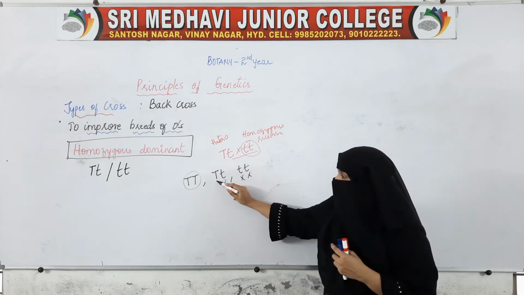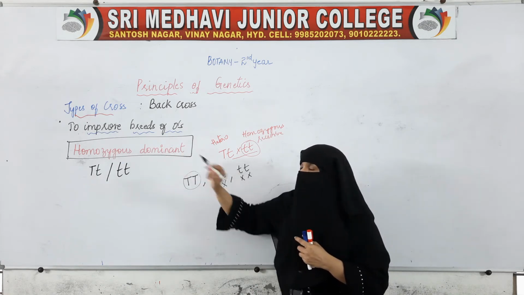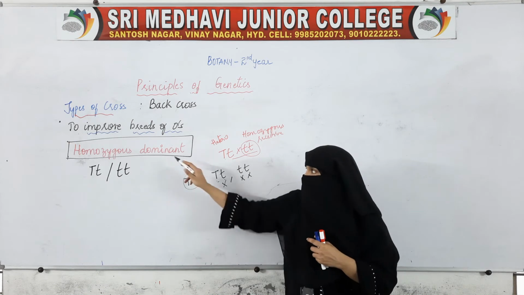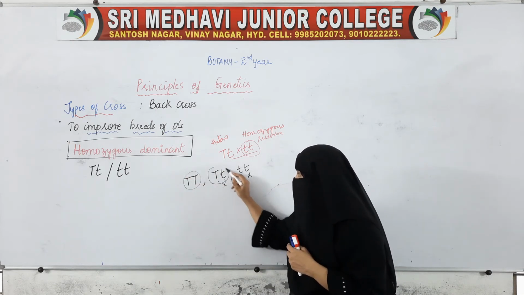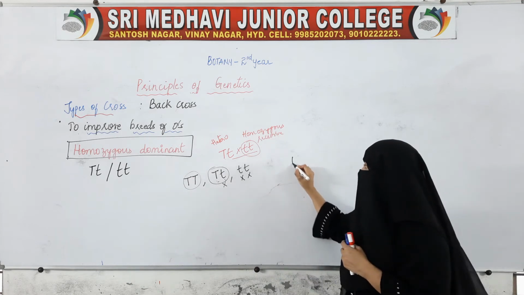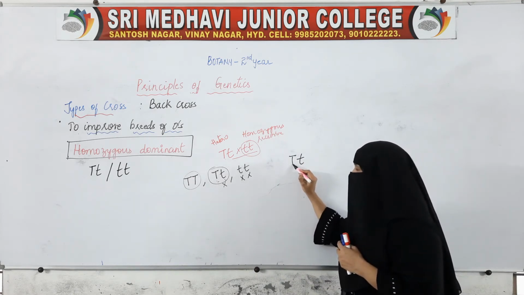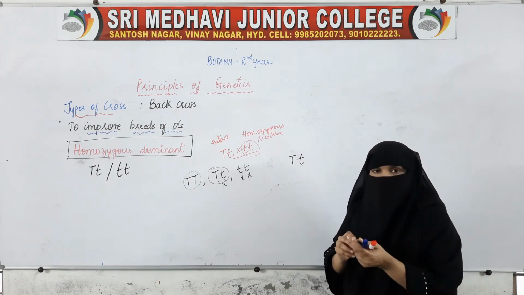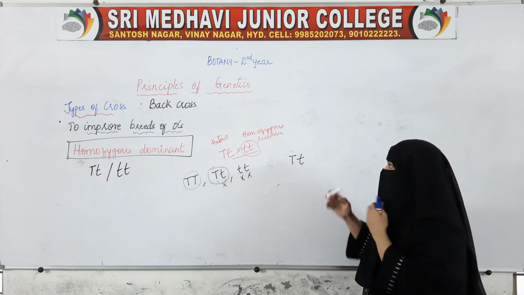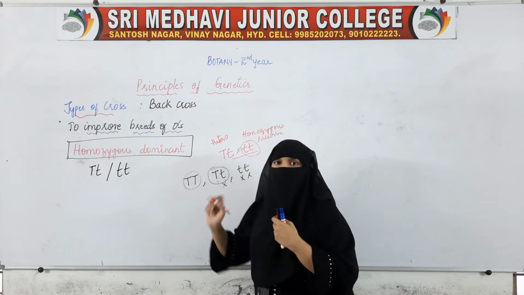We will cross this with homozygous dominant. For example, I am taking this. I have this plant, one parent is heterozygous, but I want only this to be expressed. I don't want this to be expressed. So what will I do? I will cross it with homozygous dominant.